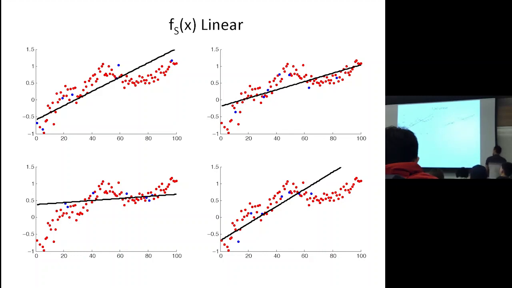If I pick another random 7 points from the test distribution, I fit a linear model to it. I train a linear model on this training set of 7 points. For these 7 points, I get this one. And I can repeat this process, right?